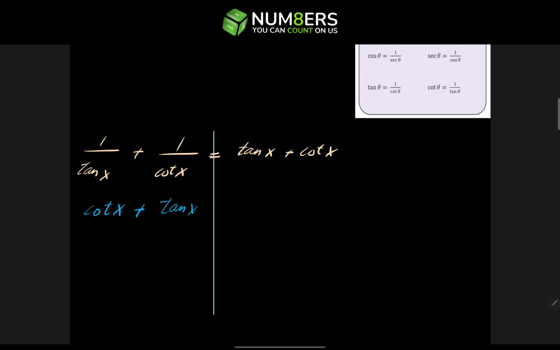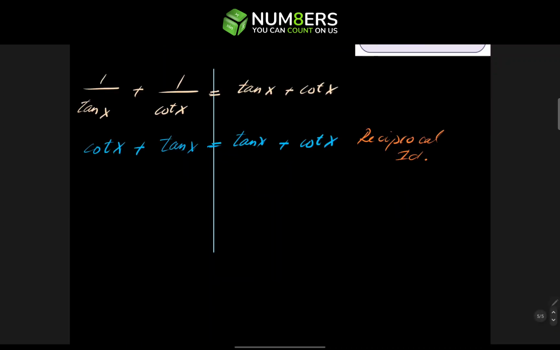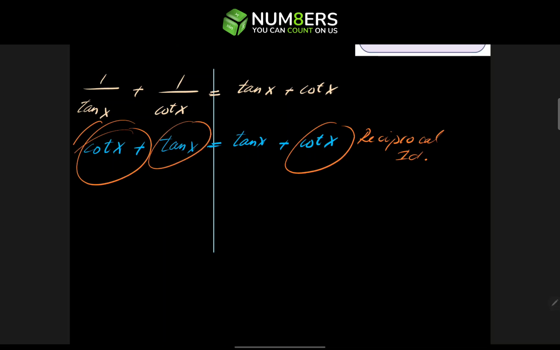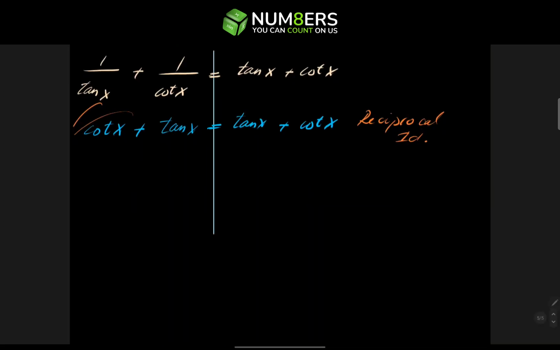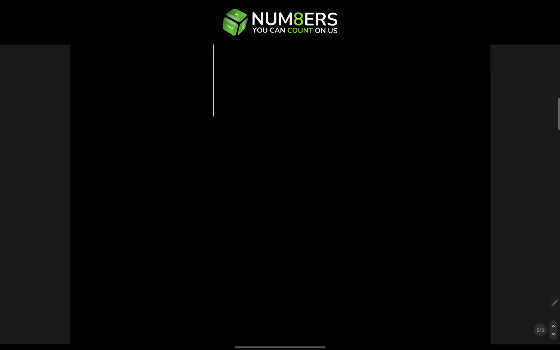For both of these, I use the reciprocal identity. So I'm going to write equals tan of x plus cotan of x, and that's reciprocal identity. And if you notice, we have cotan x here equal to cotan x here, and tan x here equals tan x here. So we're done. This equation has been done. And that's it for number 6. Let's look at number 7.